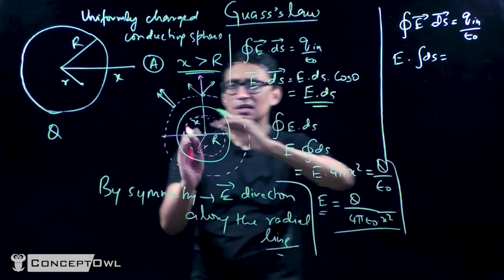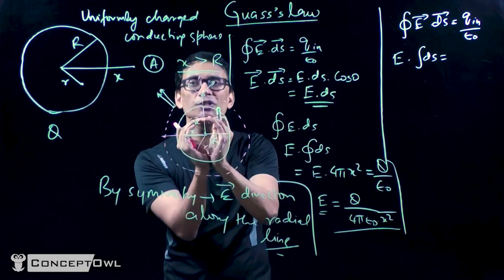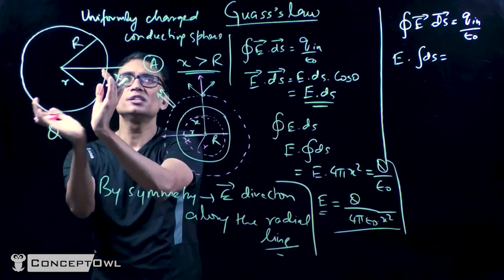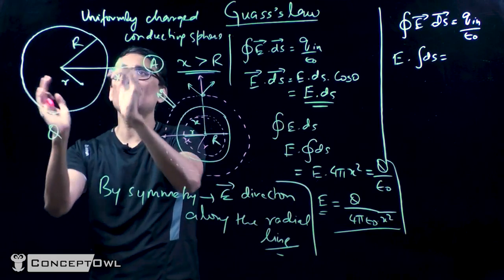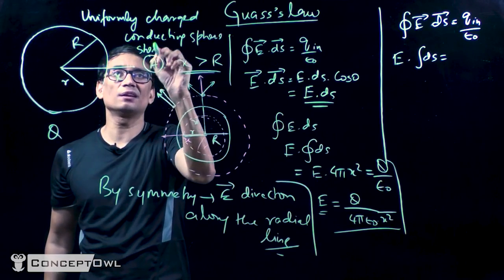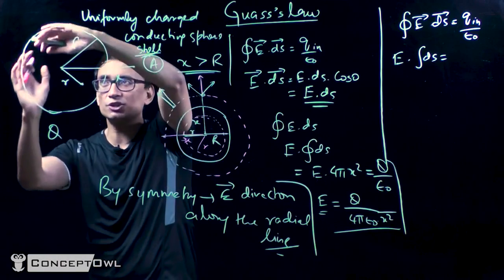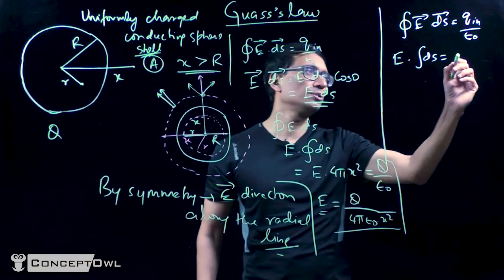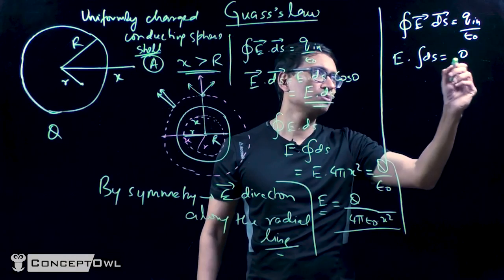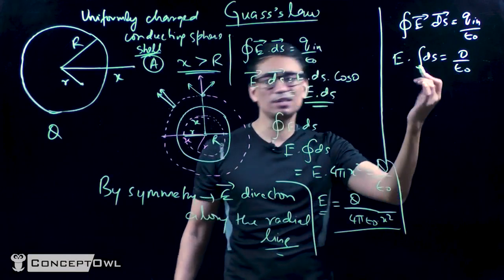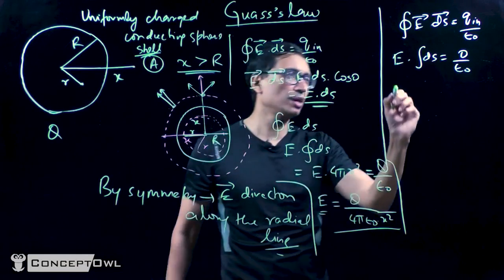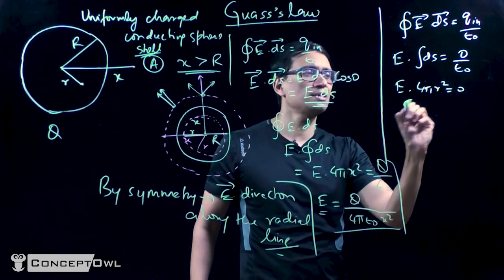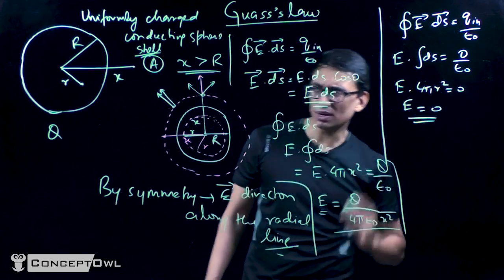Now what is q internal? The charge inside this is going to be 0, because it's a shell. Remember, this is a conducting shell, and the charge is only on the surface. So E dot ds is equal to 0 upon epsilon naught, which is nothing but 0. And ds is going to be 4 pi small r square. So E times 4 pi small r square is equal to 0, which means E is equal to 0. Very simple conclusion.